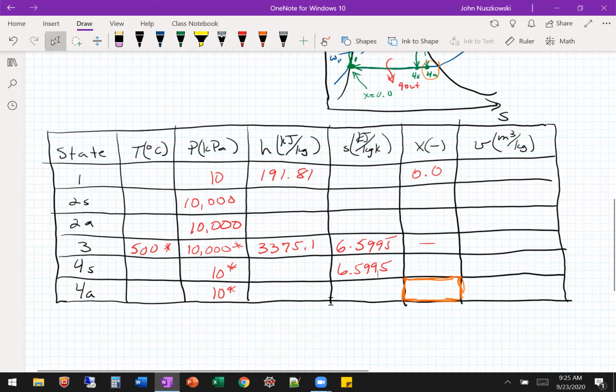So I'm going to grab the enthalpy, okay, there. And then to get that value, we had to get our quality, right? So that's why I have the quality for that state. All right, so now we still need to get the quality and information at 4 actual. How can we get from state 4S to 4 actual information?